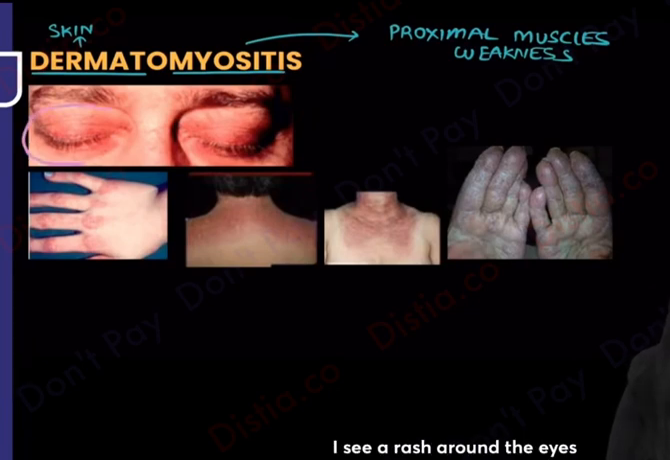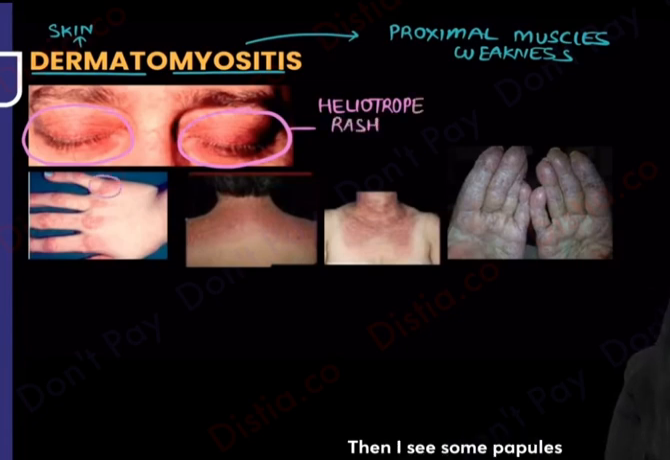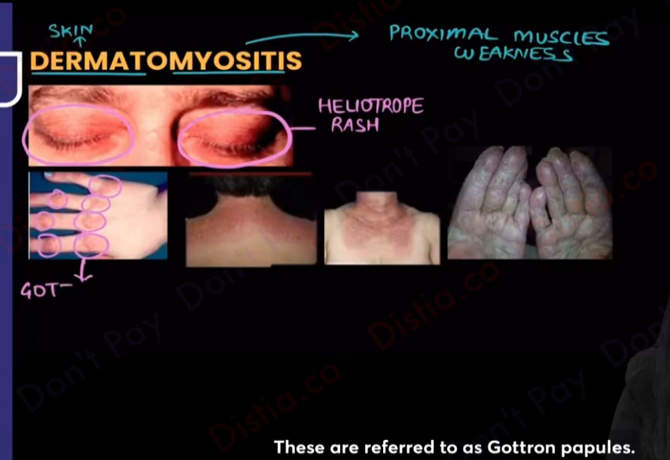First and foremost, I see a rash around the eyes. And what is that known as? That is known as the heliotrope rash. Then I see some papules that are present on the knuckles over here and also on the phalanges over here. These are referred to as Gottron papules.